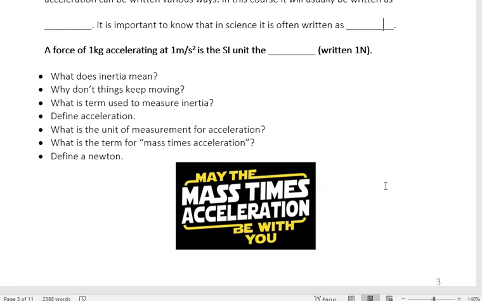Okay, define acceleration for me, please. Go. Delta V over time is a great answer. Can anyone else give me a more wordy answer? The rate of change of speed. Exactly right. The rate of change of speed. The word rate indicates that it's a time. Yeah, the rate of change in speed.